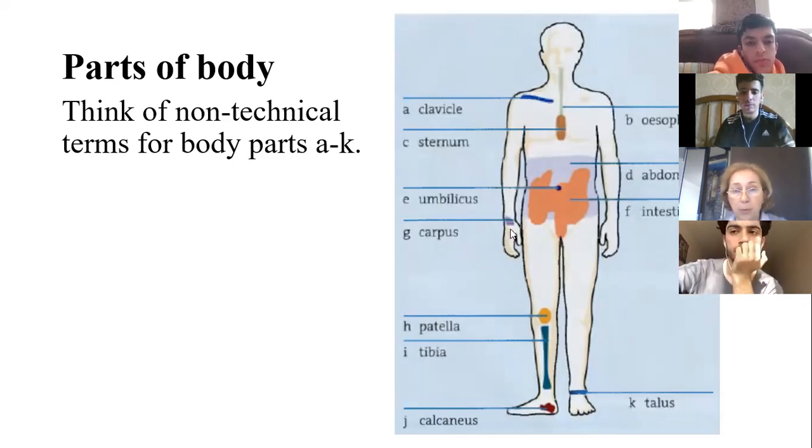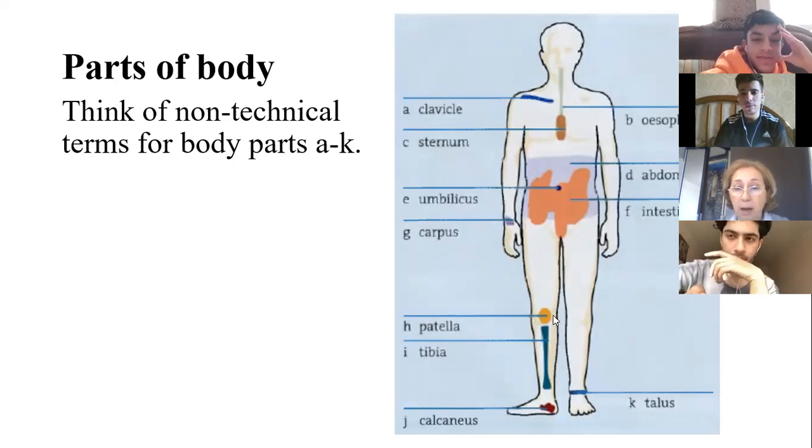Yes, for carpus, we know this is wrist. What is patella? Elbow. Patella. Knee. The knee. Yes, this is kneecap actually.